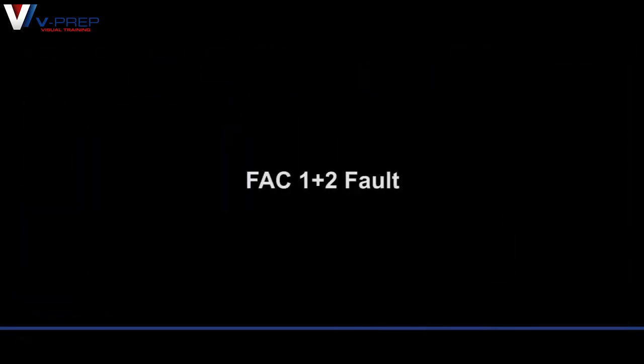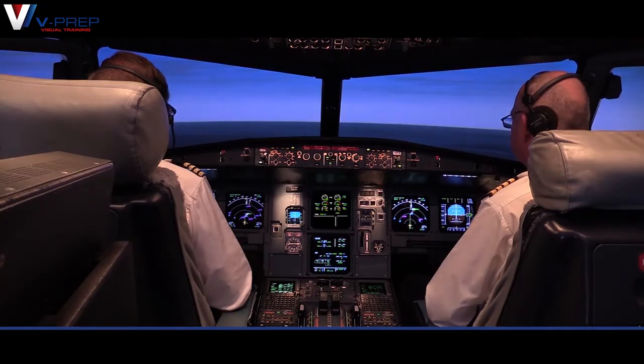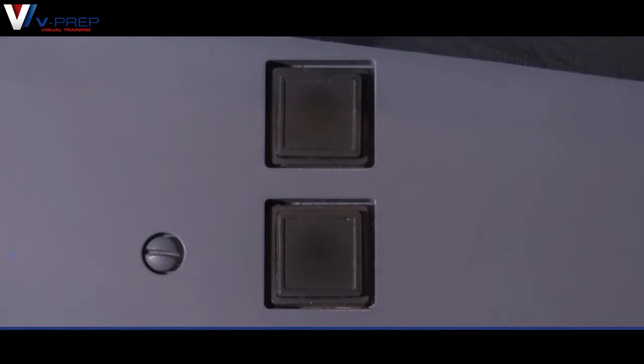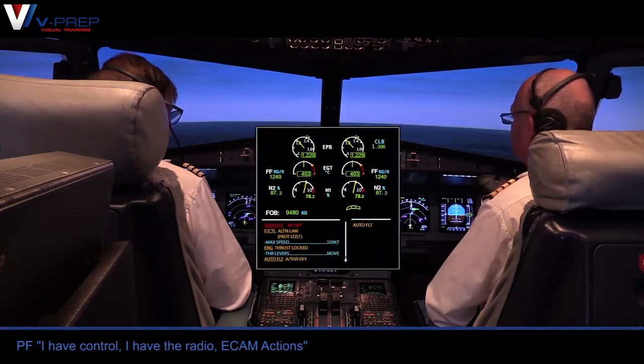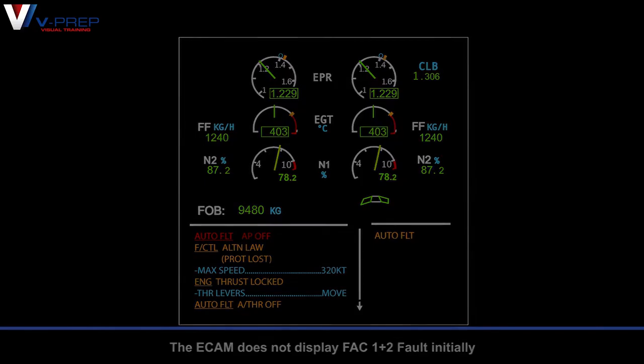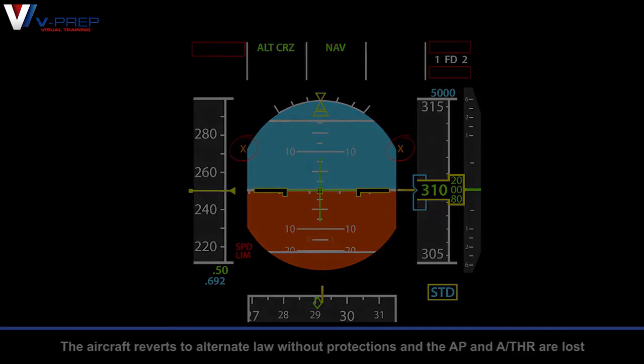FAC 1 and 2 fault. Autoflight autopilot off. I have control. I have the radio. ECAM actions. The ECAM does not display FAC 1 and 2 fault initially. The aircraft reverts to alternate law without protections, and the autopilot and auto thrust are lost.